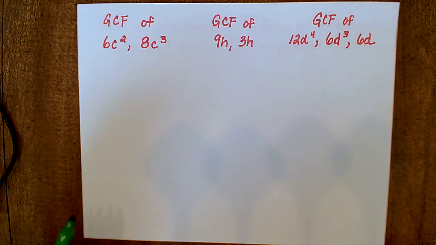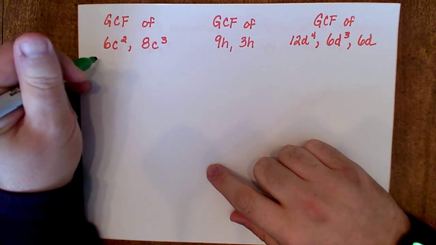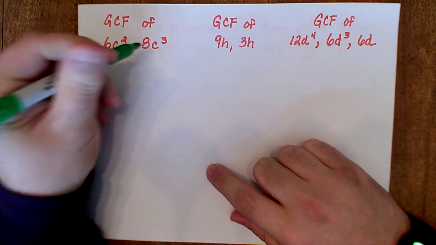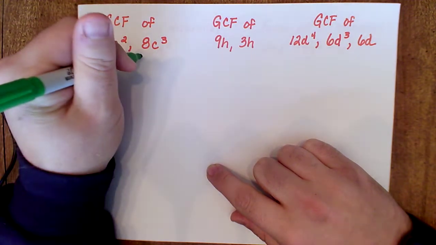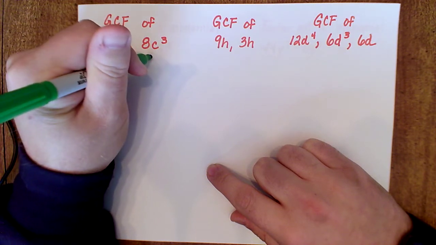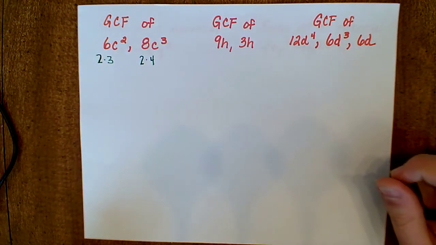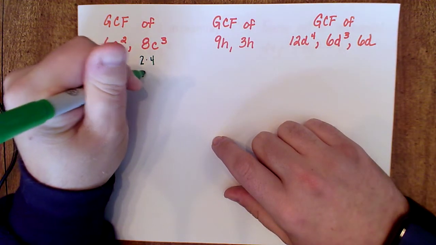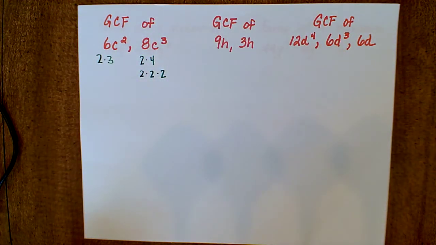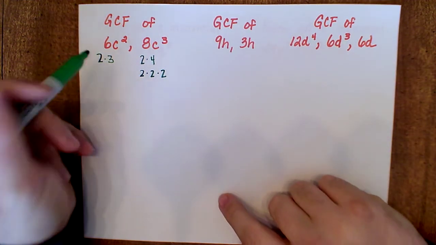So the biggest number that goes into 6 and 8, well, our factors of 6 are 2 and 3. Our factors of 8 are 2 and 4, or we could write that as 2, 2, 2, because 4 breaks down even more. The biggest number that goes into all of them is 2.